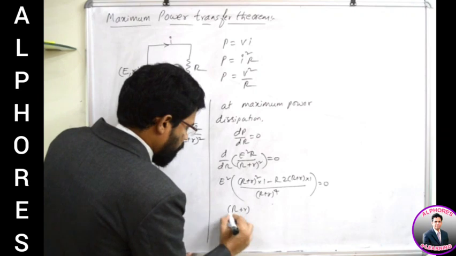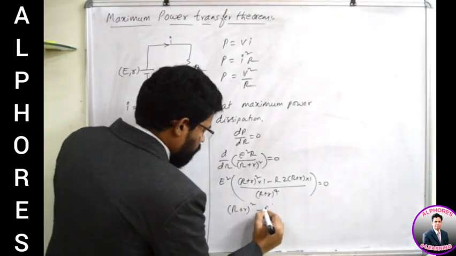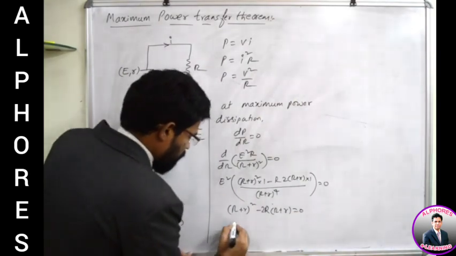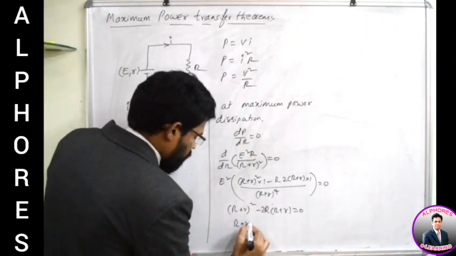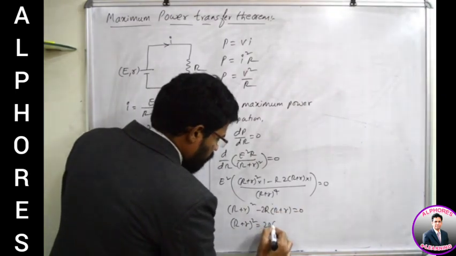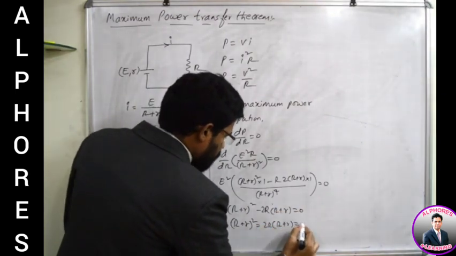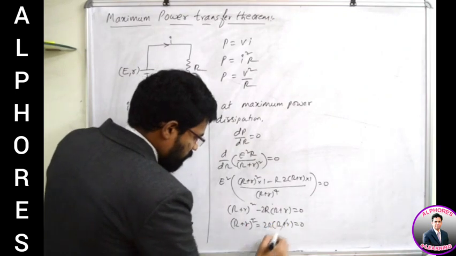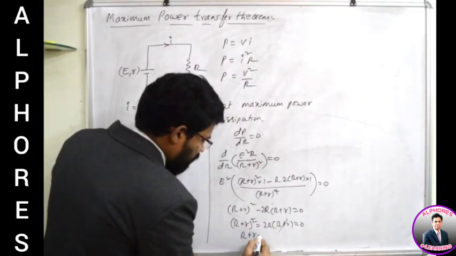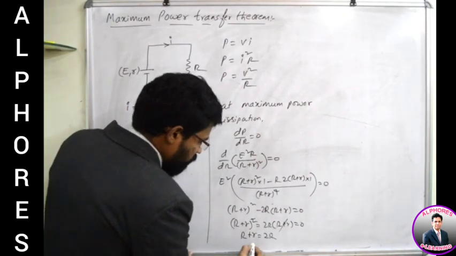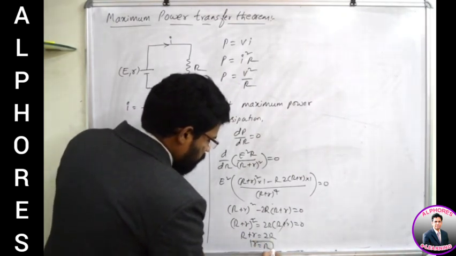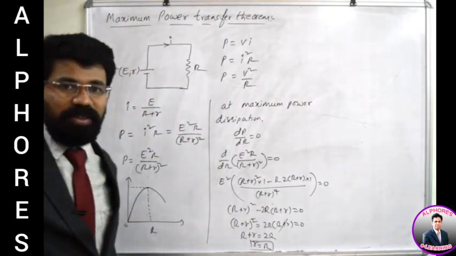R plus r whole square minus 2R into R plus r equal to 0. Therefore, (R plus r) whole square is equal to, taking this term towards the RHS, 2r of (R plus r) equal to 0, and R plus r gets cancelled. Therefore, R plus r is equal to 2r. If you take this r towards the RHS, finally what you are left with is R equal to r, small r equal to capital R.